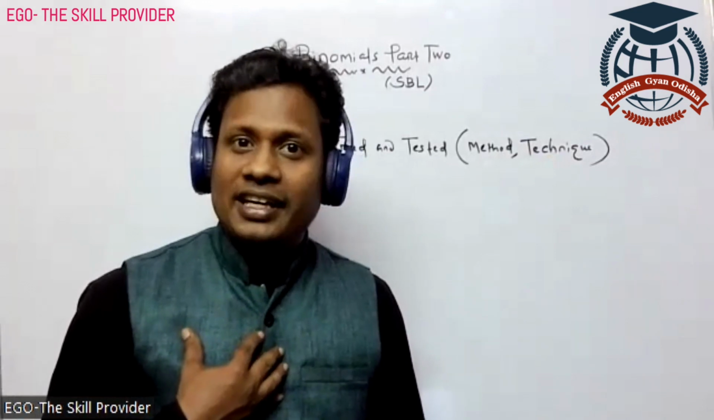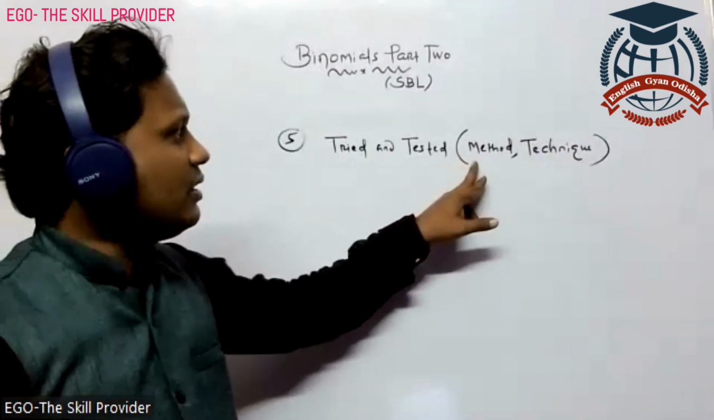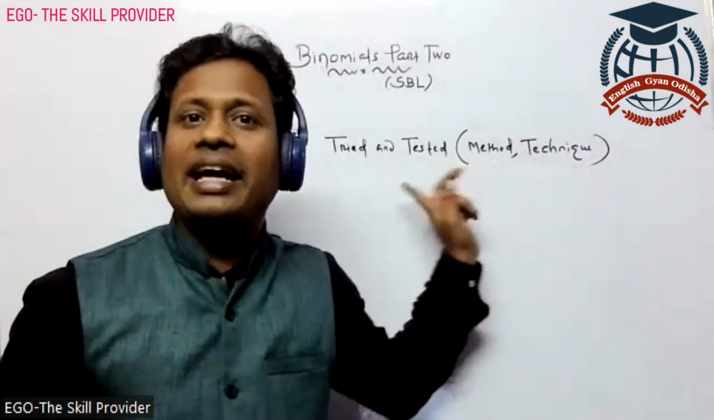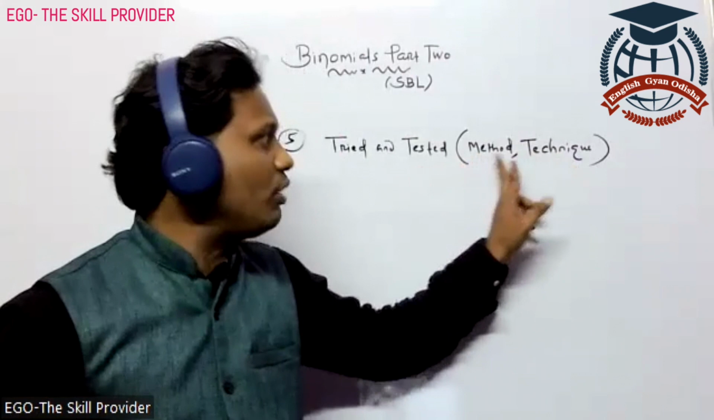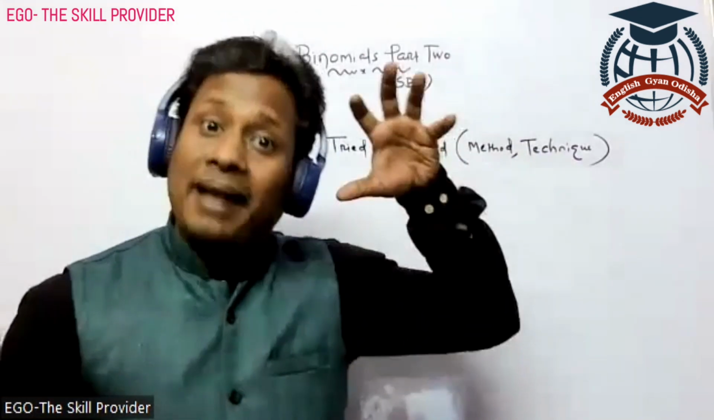Whenever I try to speak English, I always use SBL technique, right? So right now this is, you can use for method and technique. It is used for method and technique. Okay, and what's the meaning? The meaning is that you have applied it.